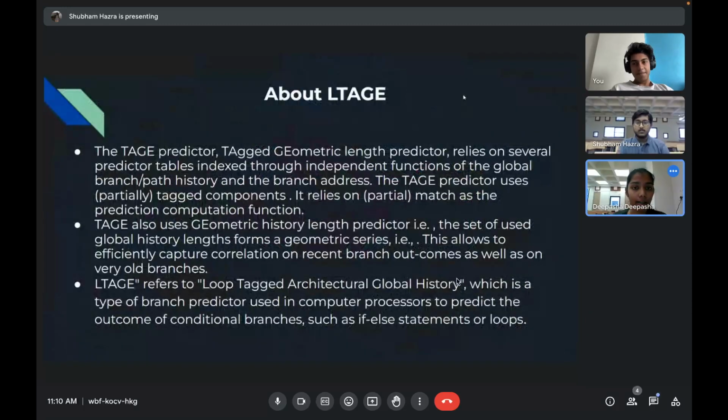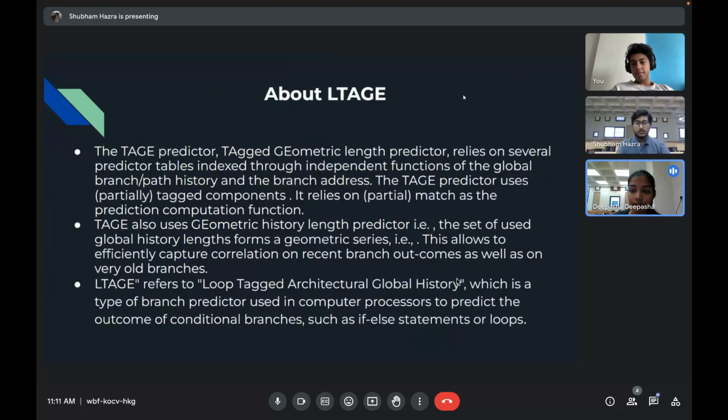Moving to the L-TAGE that we had read from the paper. L-TAGE is a branch predictor algorithm used in computer processors to improve their performance by predicting the outcome of conditional branches in a program. TAGE uses multiple tables, each with different numbers of entries and lengths of history. The tables are organized in a hierarchical manner, with the higher level tables having more entries and longer history lengths. The tables are also tagged with different numbers of bits, which helps to distinguish between different branches.